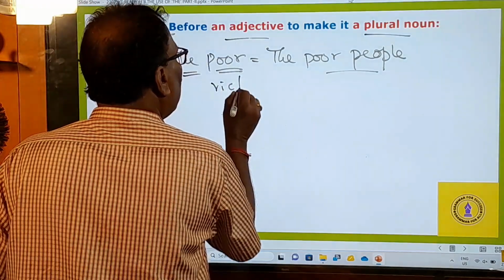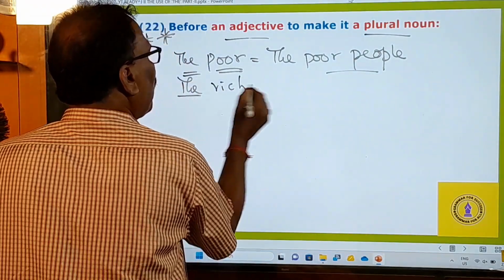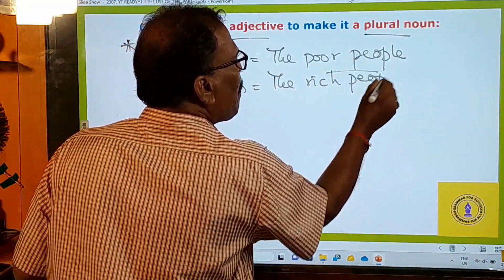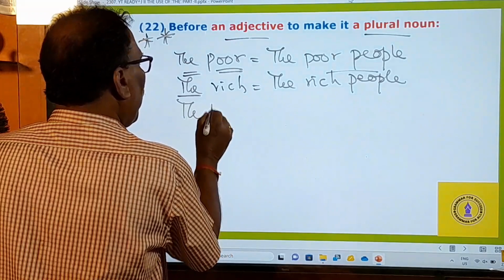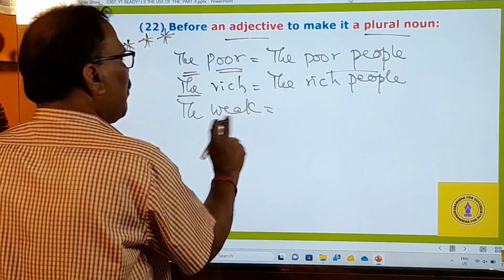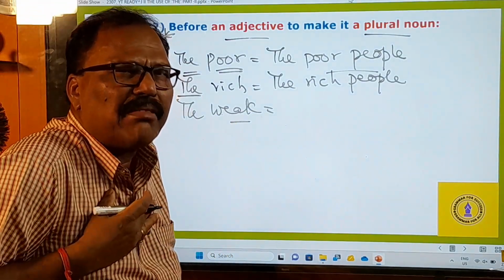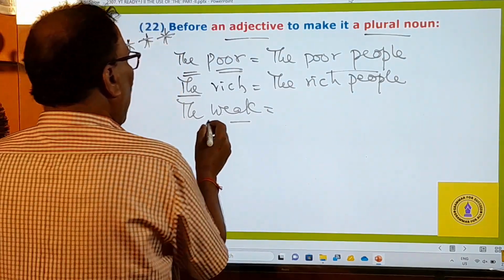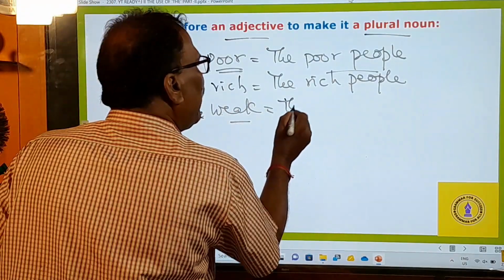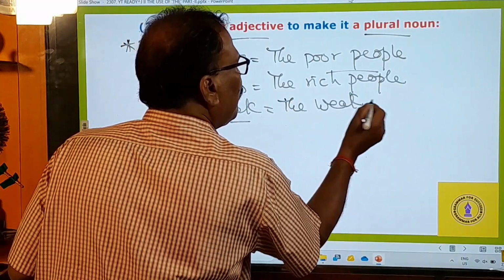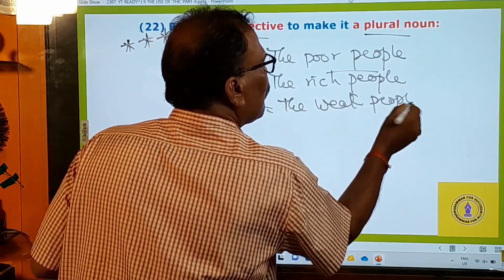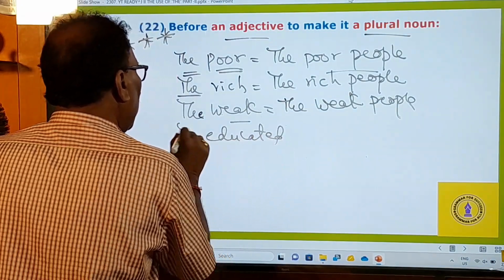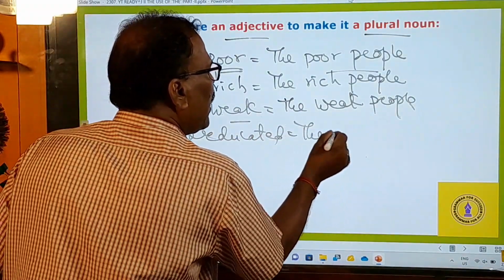Similarly, rich is an adjective. Now we are using the. The rich means the rich people. For example, the weak. I'm very weak today, she is very weak. Weak means weak, feeble, you know very well. And here, the weak means the weak people. Educated is an adjective. The educated means the educated people.